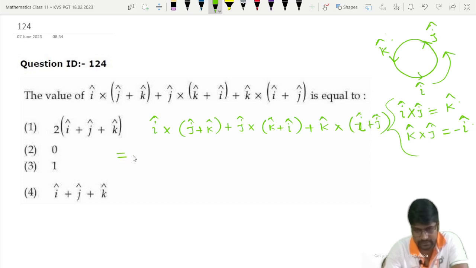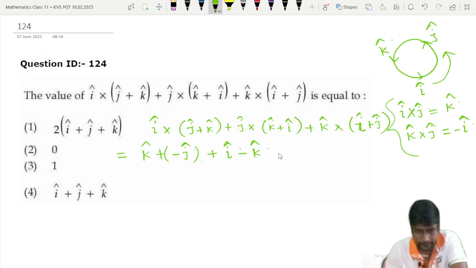Okay, so first you do the cross product. I cross j means it will be k. Again, I cross k means it will give us minus j. Again, j cross k means I. Again, j cross I means clockwise direction, so minus k.